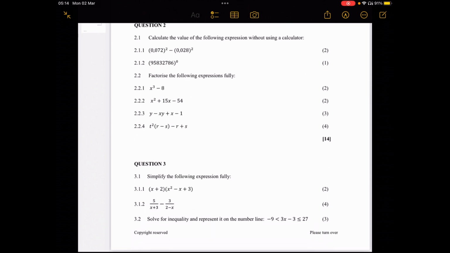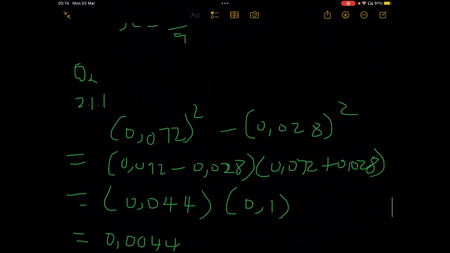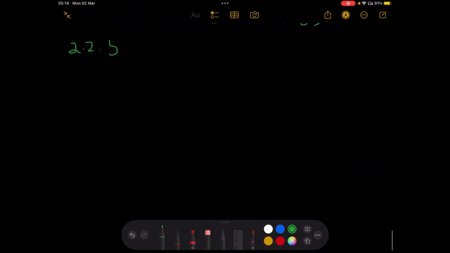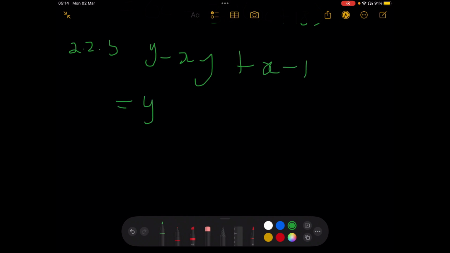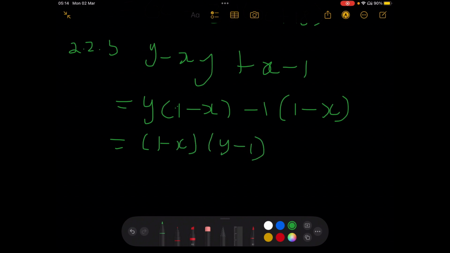Factorization of y minus xy plus x minus 1. Okay. y minus xy plus x minus 1. Here we'll factor out y and we'll be left with 1 minus x. And here we'll factor out negative 1 so that it looks like 1 minus x. So it's 1 minus x. And this will give us 1 minus x into y minus 1. 2.2.4.